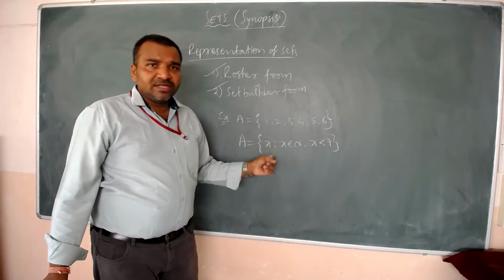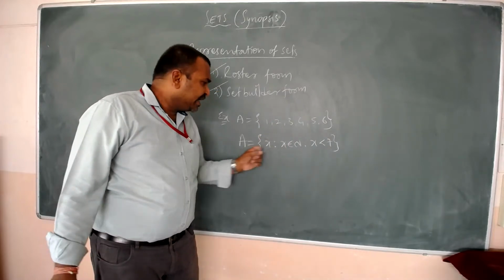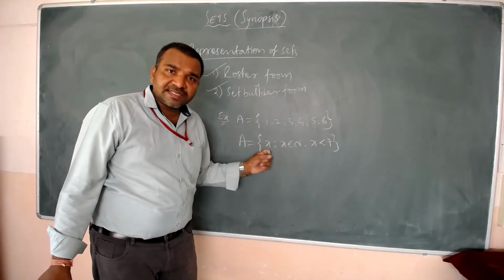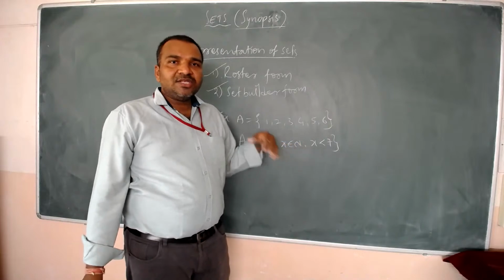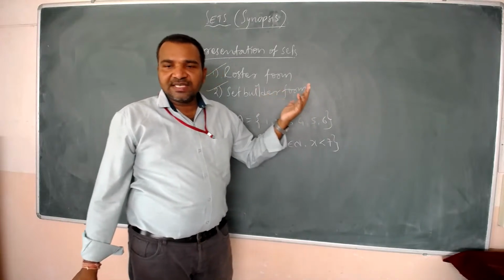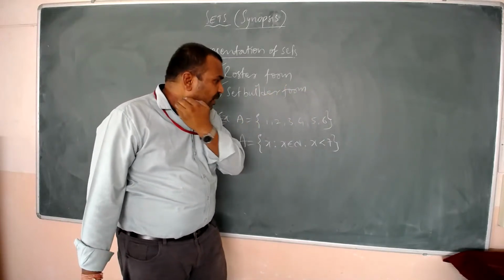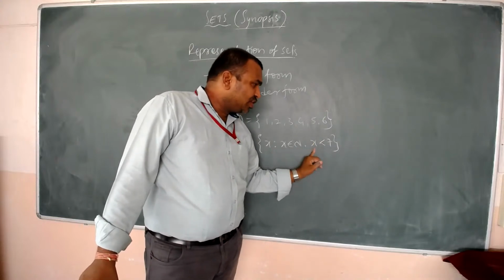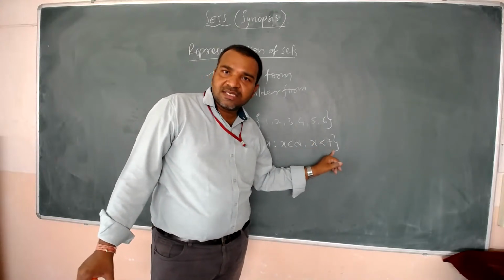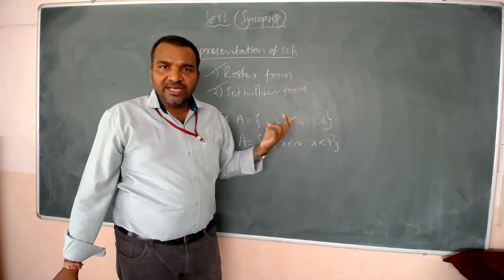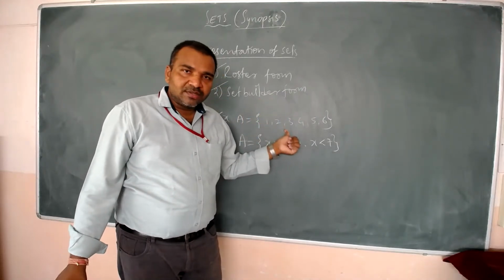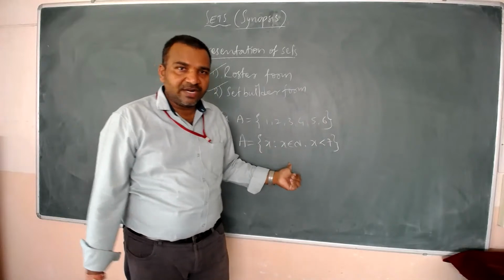This is roster form, and this is set builder form, because A is equal to x, where x is the element. What is that x? x is a natural number. The natural numbers are 1, 2, 3, 4, 5, 6, 7, and so on. But one more condition is there: that natural number must be less than 7. What are the natural numbers less than 7? 1, 2, 3, 4, 5, 6. This is roster form, this is set builder form.